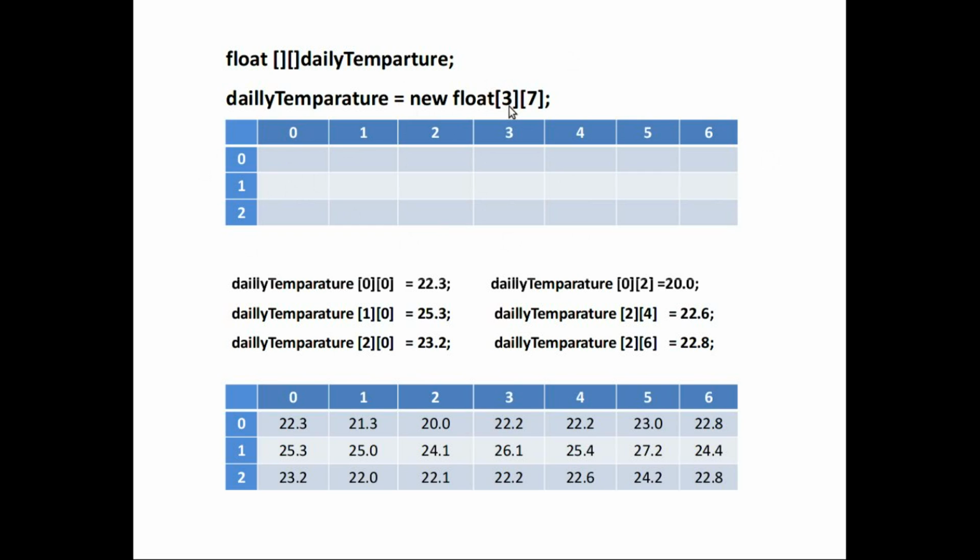And then each of those rows will have 7 columns. The rows will have 7 columns each, running from 0 through 6. And that's why we have 0, 1, 2, 3, 4, 5, 6, giving us a total of 7 columns. So we are declaring an array of 3 rows and 7 columns.